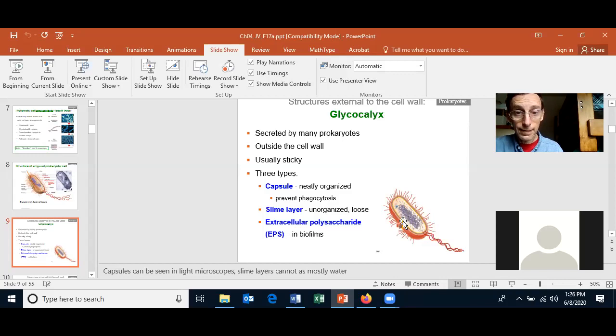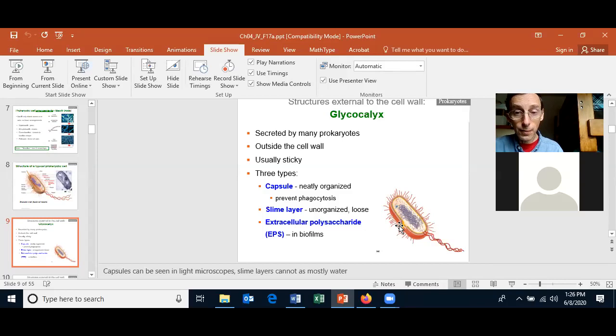glycocalyxes. There's a capsule, which is neatly organized. It can be seen under the light microscope. It's mostly water, but it does have a significant portion of other molecules like carbohydrates. And the capsule can prevent the cell from being phagocytized, like by a white blood cell. So it can protect the cell by preventing phagocytosis. So the capsule can be a pathogenic structure.